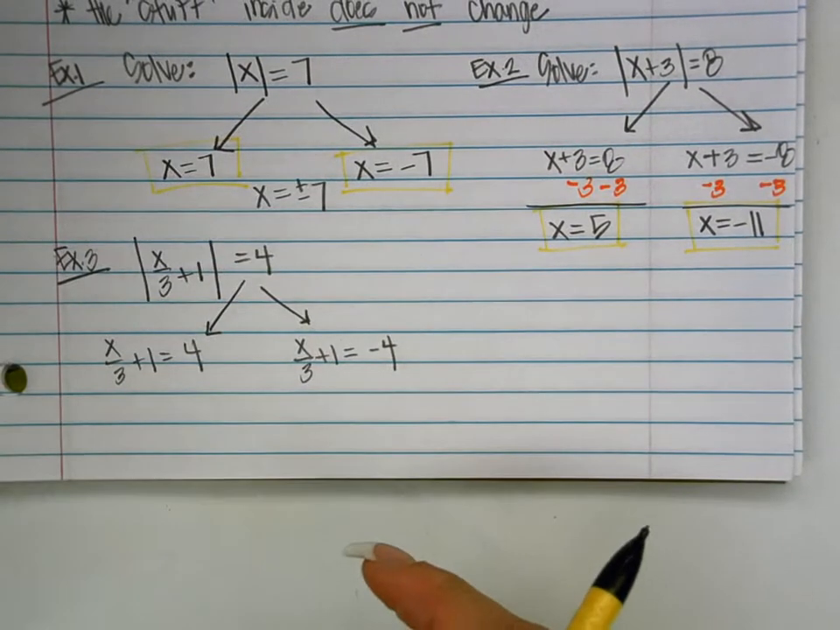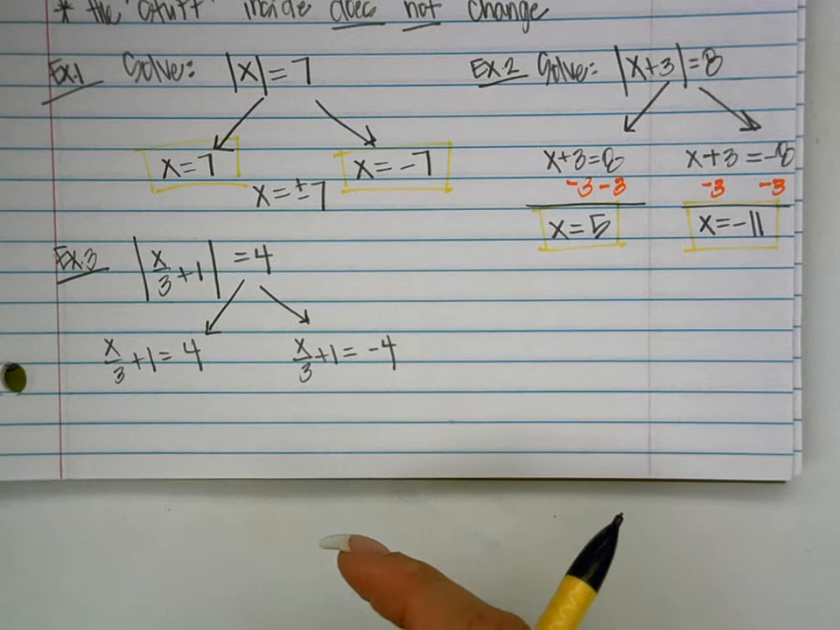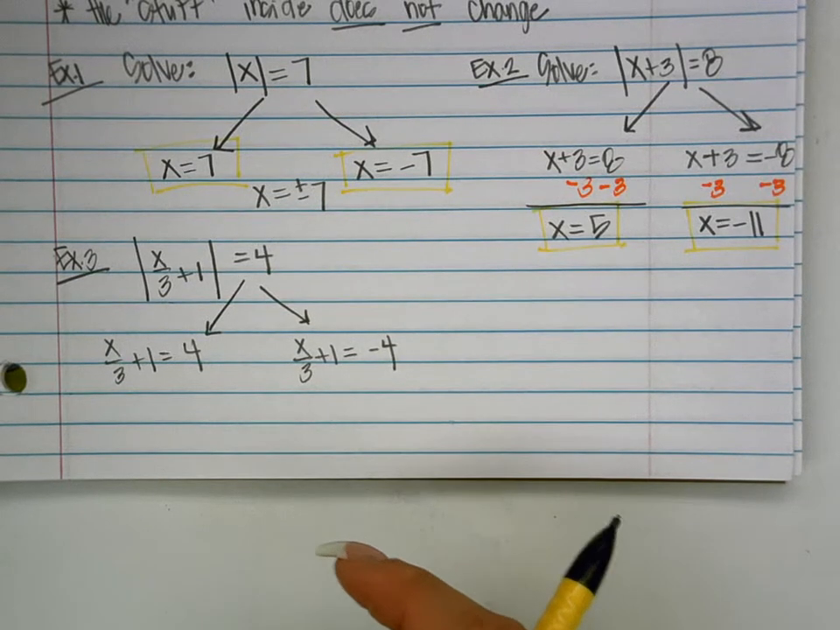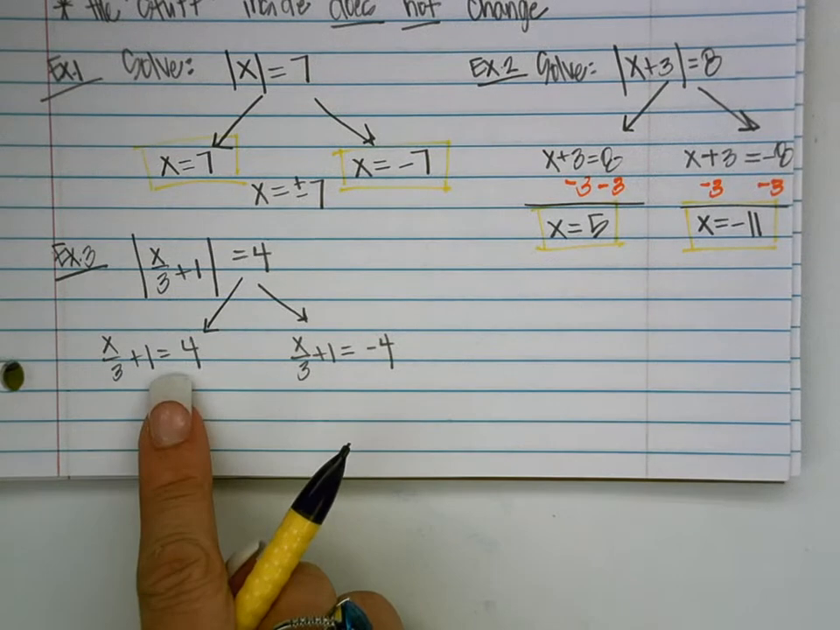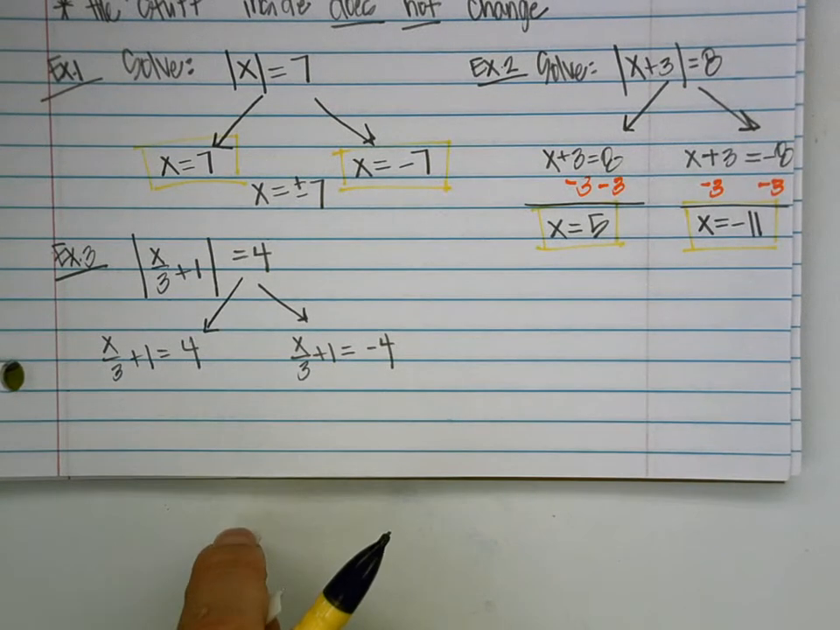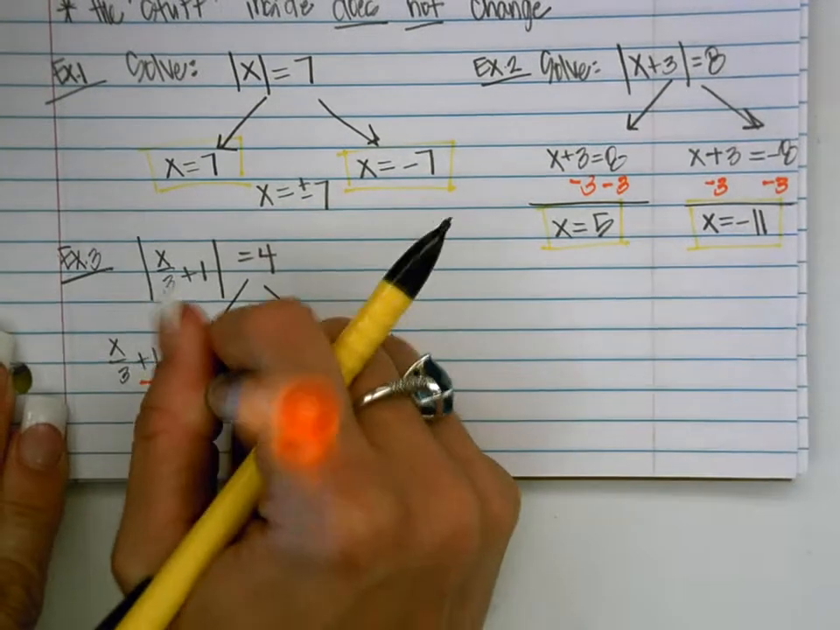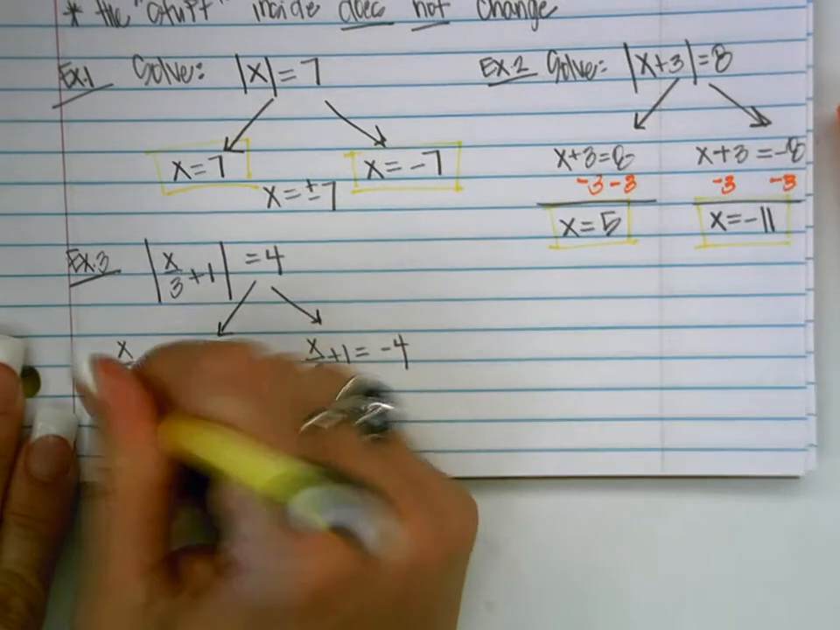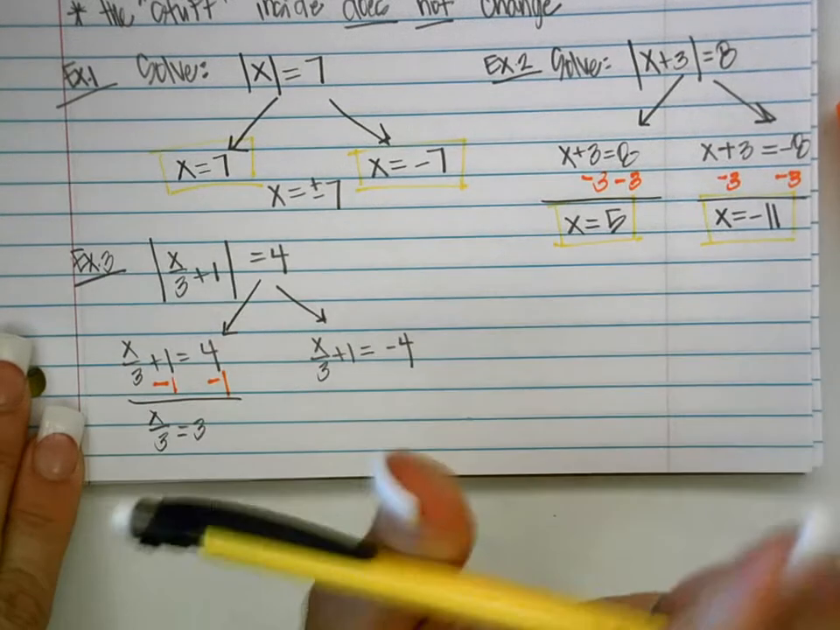What would be the first step you take to solving this? Keyshawn? Subtract 1 from both sides. Now, do I absolutely have to see this step written? No. If you can do the subtracting 1 all on your own in your head, that's totally fine.